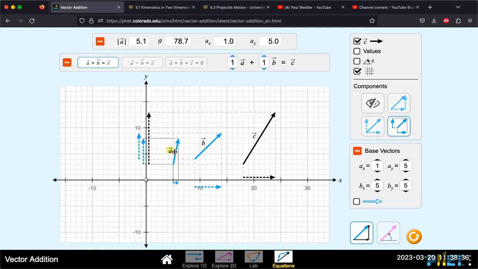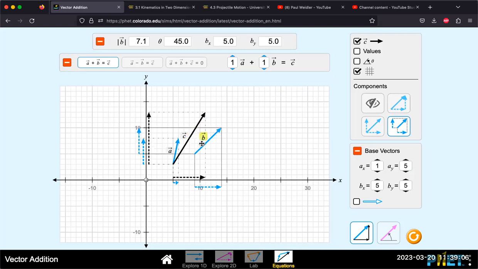So if we take A and we add B, and then if we put C where it belongs, we can see that if we just add our vertical components of A and B, that equals our vertical component of C. Likewise, if we add our horizontal components of A and B, that's equal to our horizontal component, our x component, of vector C.